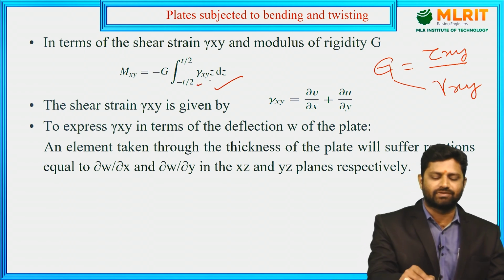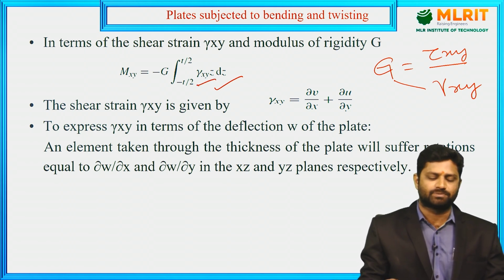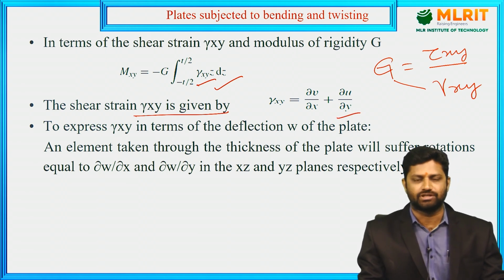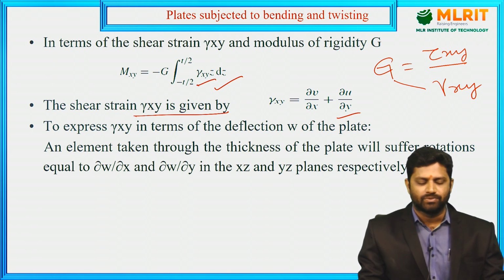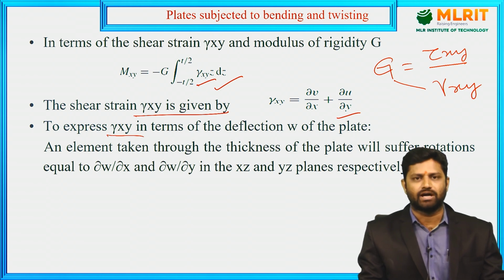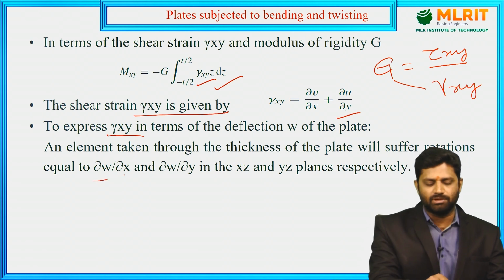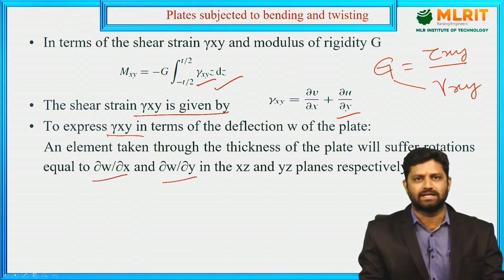Now here gamma xy is the shear strain, and the expression for the shear strain is given by gamma xy equals dou v by dou x plus dou u by dou y. So this is the formula for shear strain, which we already know. Now to express gamma xy in terms of the deflection w of the plate, an element is taken through the thickness of the plate, and that will suffer rotations equal to dou w by dou x and dou w by dou y in the xz and yz planes respectively. That we will see in the diagram.